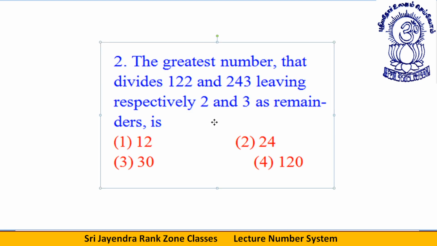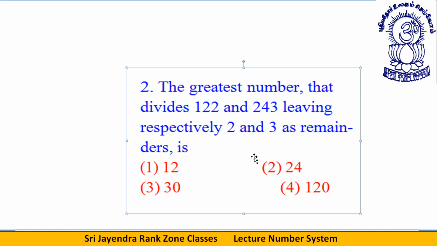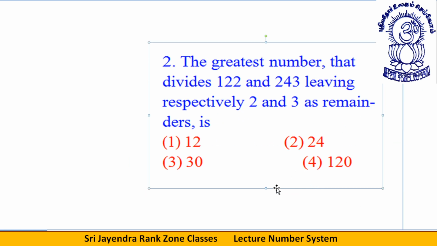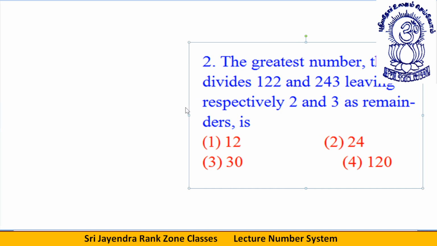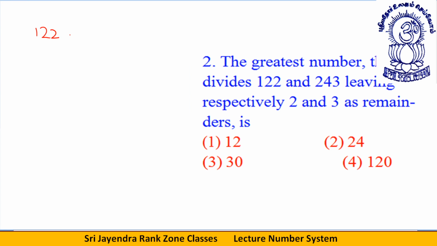The greatest number that divides 122 and 243 respectively, leaving 2 and 3 as remainders. Now see, we need to find that number which divides these two, 122 and 243, leaving respectively 2 and 3 as remainder. What does it mean? See, 122 when divided, the remainder is 2. That means the number divides 120. 243 when divided, the remainder is 3, means 240 is divisible. See, I tell you why.